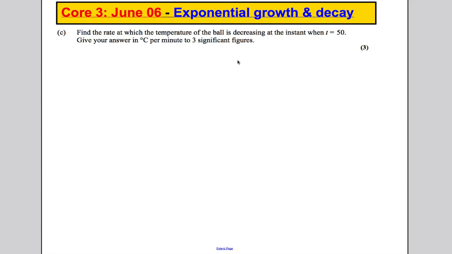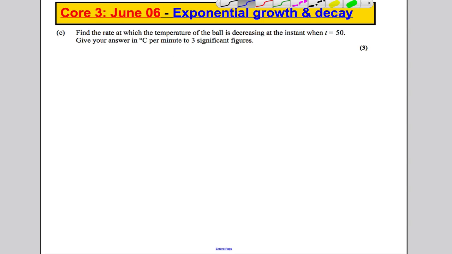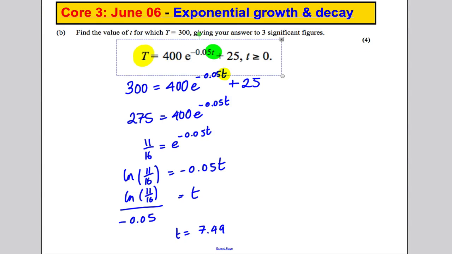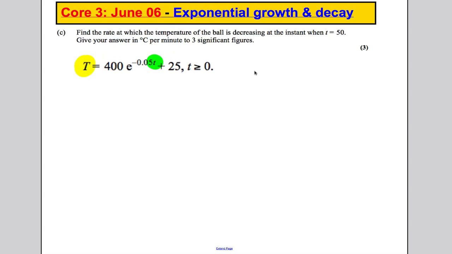Okay, next part. Find the rate at which the temperature of the ball is decreasing at the instant when t is equal to 50. Give your answer in degrees Celsius per minute to 3 significant figures. Now, we had a formula for temperature, which I'm going to paste on this slide. The rate at which the temperature is decreasing is clearly dT by dt. That is the rate of cooling. So we need to differentiate this with respect to t.